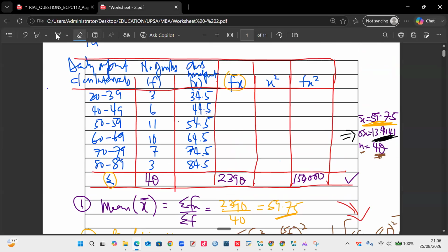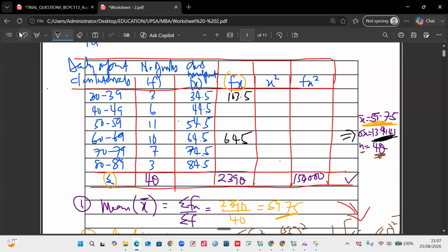Okay, now Fx, what's the relation between F and X? They are multiplying. So I'll pick the F and multiply by the X and write it here. I'll pick the 6, multiply that by the 44 point, I'll write it here. Pick the 11, multiply by this, write it here. Pick the 10, multiply by this, the 10 is easy, so the 10 will give us 645. Are you good? The 3 is 3 times 34.5. That gives us what? 103.5. Then you start filling in the blanks before you forget.